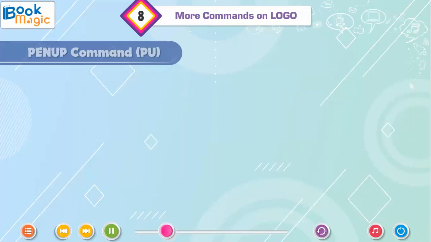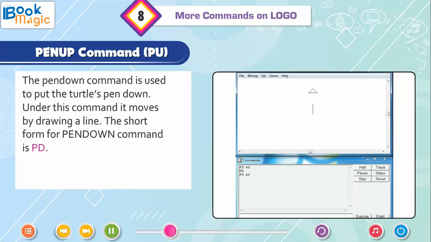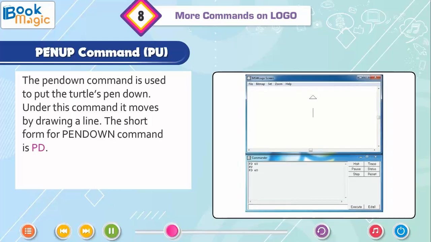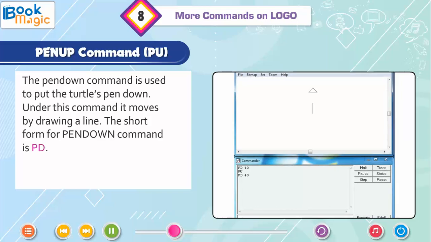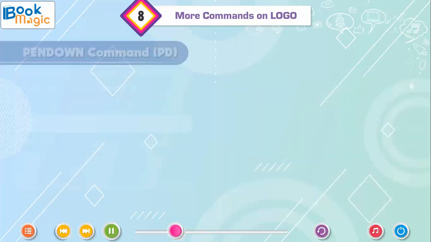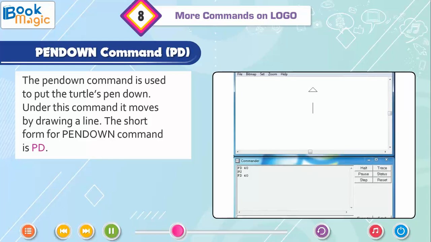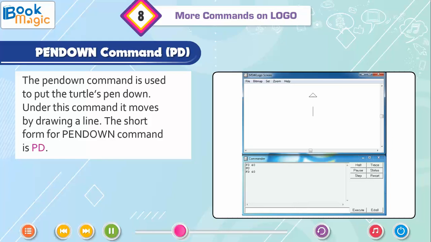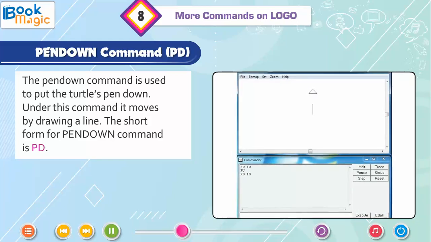Pen up command, PU. The pen up command is used to move up the turtle on the screen. Under this command, the turtle moves ahead with specified number of steps without drawing any line. Short form of pen up command is PU. Pen down command, PD. The pen down command is used to put the turtle's pen down. Under this command, it moves by drawing a line. The short form of pen down command is PD.